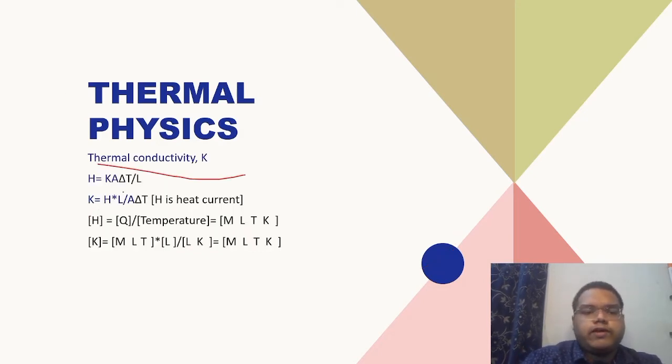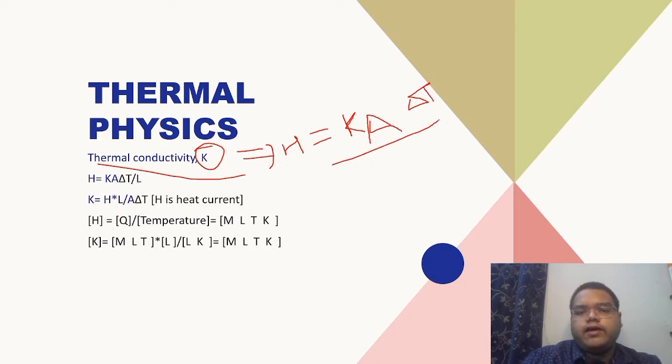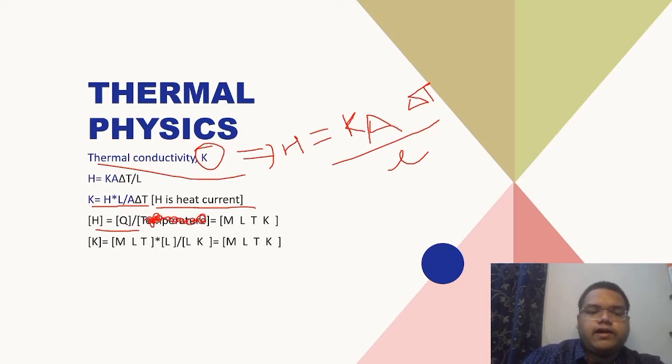Next, thermal conductivity K. For deriving the dimension of thermal conductivity K, you will use the equation H equals K A delta T divided by L. So arranging this equation as K equals H L divided by A delta T, where H is the heat current, H is Q divided by not temperature but Q divided by time T. So it will be M L square T to the power minus 3 K to the power 0. Okay.